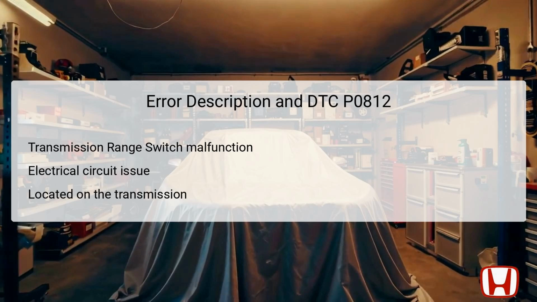The DTC P0812 indicates an open circuit within the ATPR switch circuit, signaling that the PCM isn't receiving the expected signals. The switch is situated directly on the side of the transmission and interfaces directly with the vehicle's wiring harness.